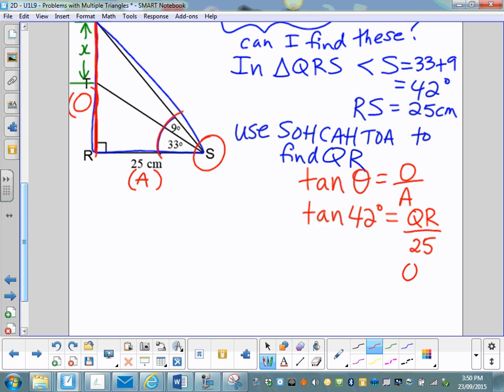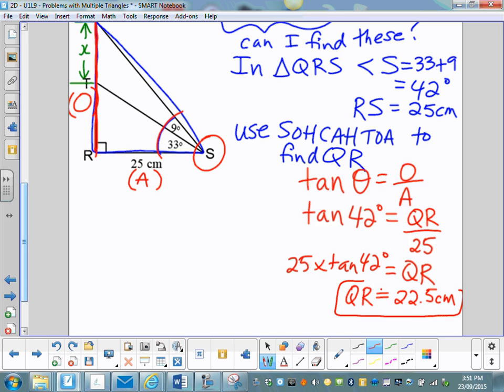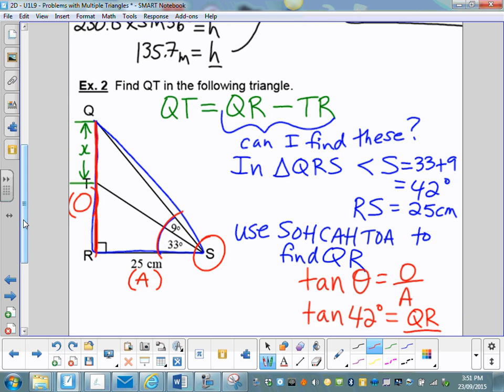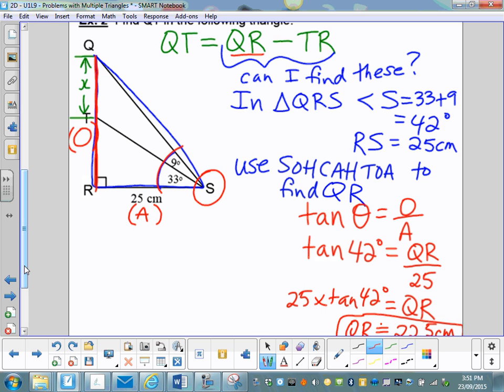So to solve for QR here, I'm going to do 25 times tan 42. And when I calculate that, if I round that to one decimal place, I get 22.5 centimeters in that big triangle QRS. So I found QR. Now can I find TR?